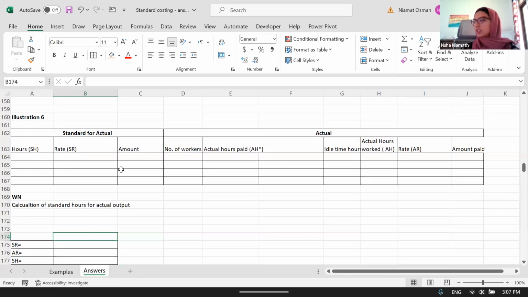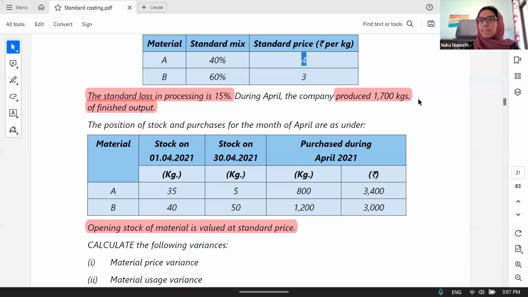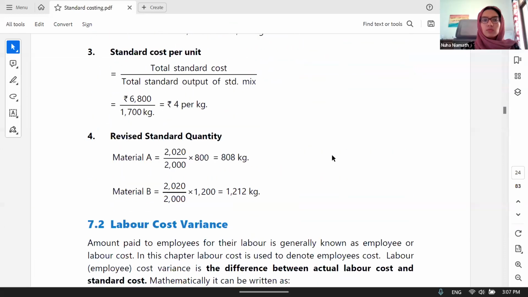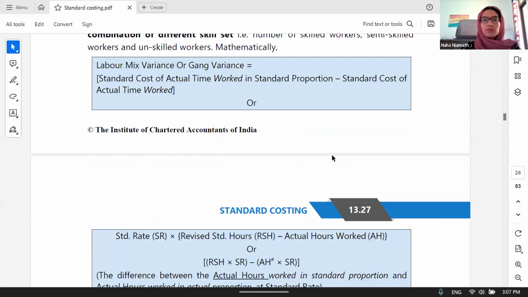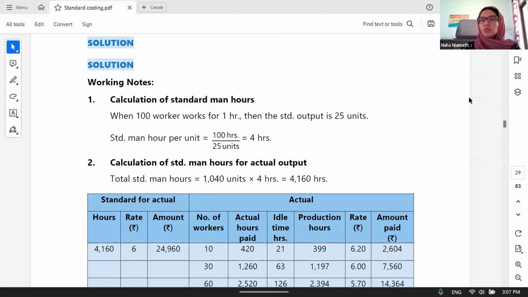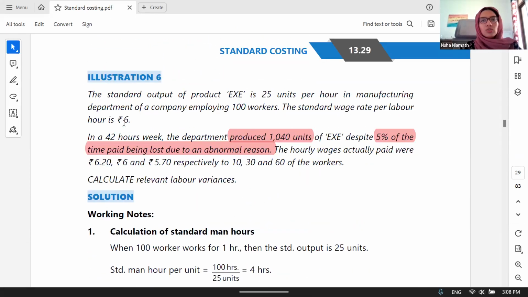So we have illustration 6. Illustration 6 on page number 29. Here. This is our illustration 6. So let's look at the question.